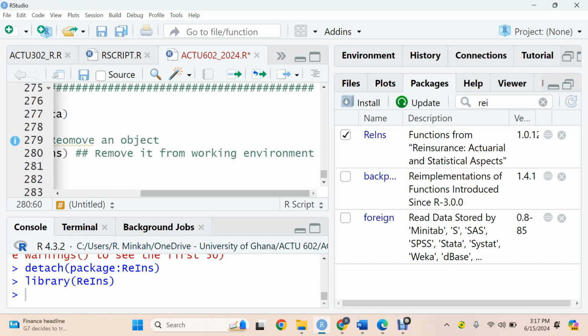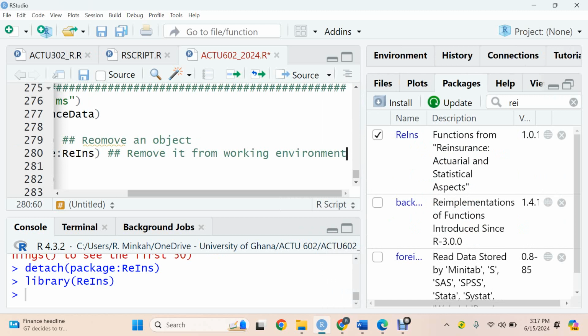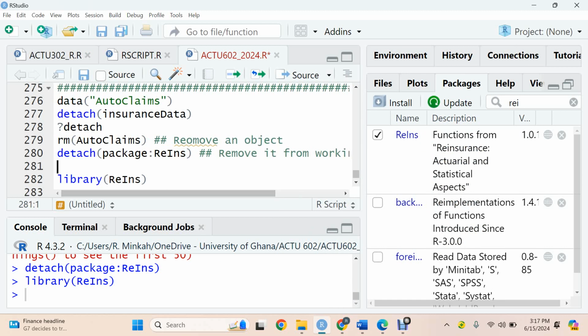You can also remove a package if you don't want it in your R Studio altogether. Okay. All right, so now this is loaded in the working environment.